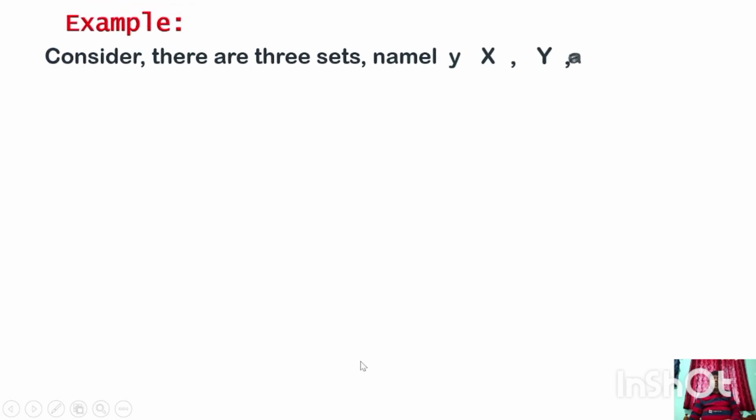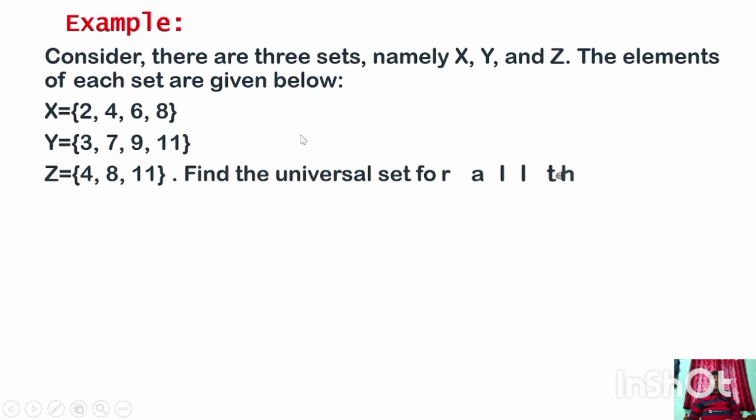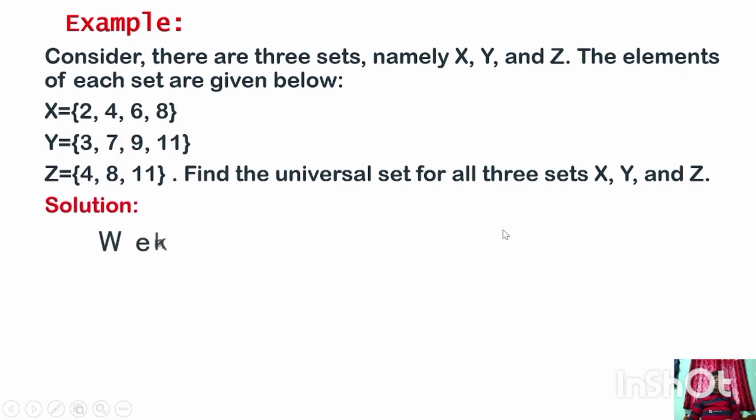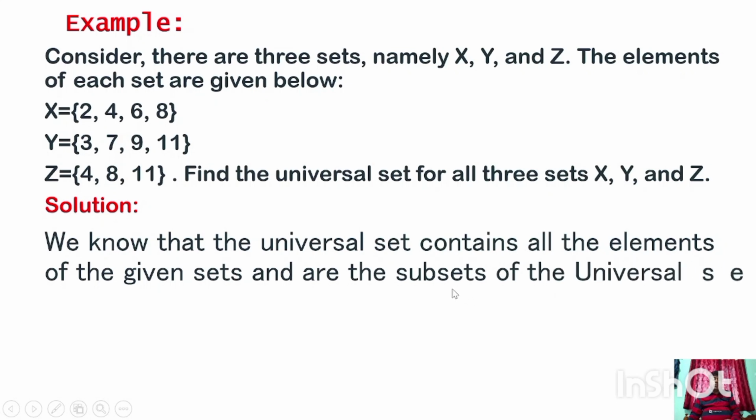Here is another interesting example for you. Consider that there are three sets, namely X, Y, Z. The elements of each set are given below. Look at the elements of the sets X, Y, Z. Find the universal set of these sets X, Y, Z. We know that the universal set contains all elements of the given sets, and the sets are subsets of the universal set. The set X must be a subset of the universal set U. The set Y must be a subset of the universal set what?